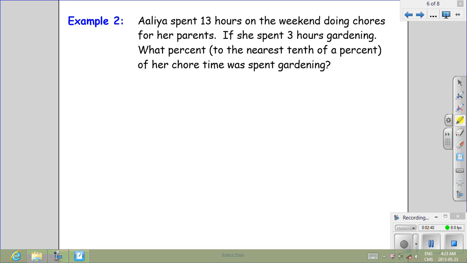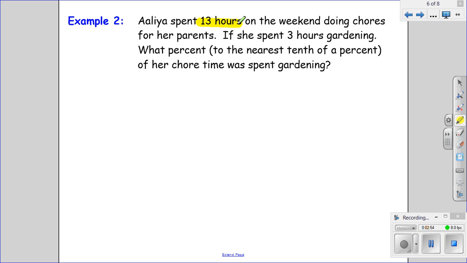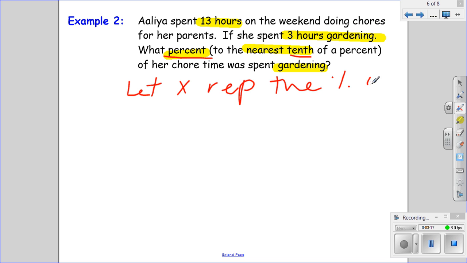Example 2. Aaliyah spent 13 hours on the weekend doing chores for her parents. If she spent 3 hours gardening, what percent to the nearest tenth of a percent of her chore time was spent gardening? So we're going to highlight the important information. She spent 13 hours on the weekend doing chores. 3 hours was gardening. We want to know percent to the nearest tenth of her time that was spent gardening. So we want to know the percent, and we're going to round to the tenths. So again, we need to introduce the variables we're going to use. I'm going to say let X represent the percent of her time spent gardening, or of her chore time.